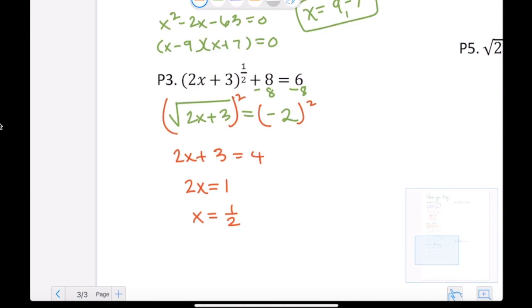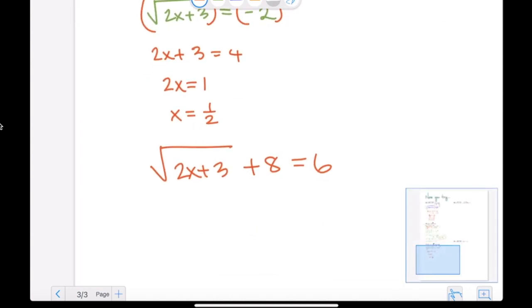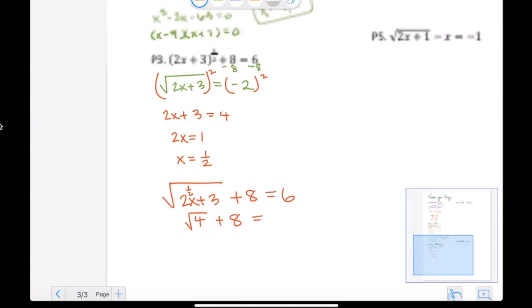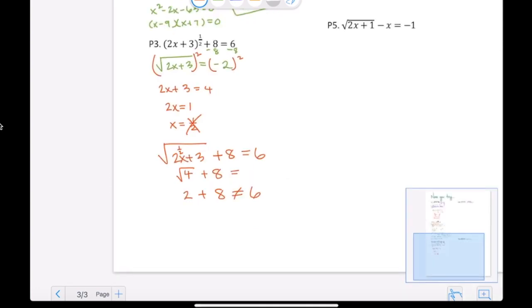So when we plug that back in, I'm going to go ahead and do the square root. So I'll have the square root of 2x plus 3, plus 8 is equal to 6. So if we plug in 1/2 for x, we end up getting that this is 1 plus 3 is 4. So the square root of 4 plus 8, square root of 4 is 2, and 2 plus 8 does not equal 6. So here, this is an extraneous solution, so there is no solution for this one.